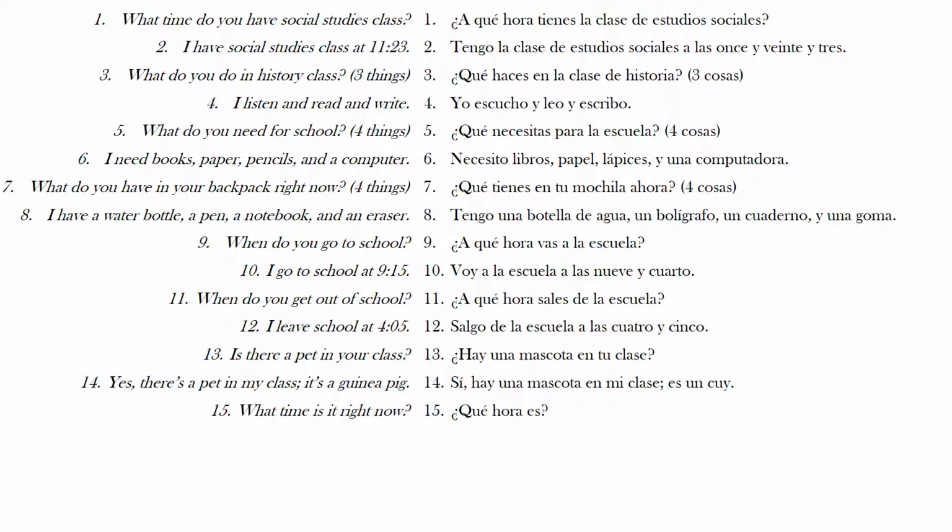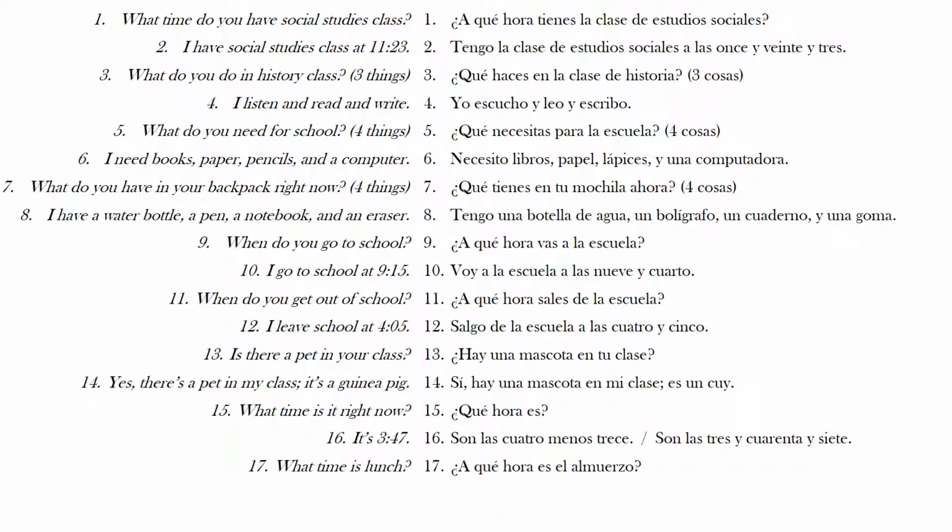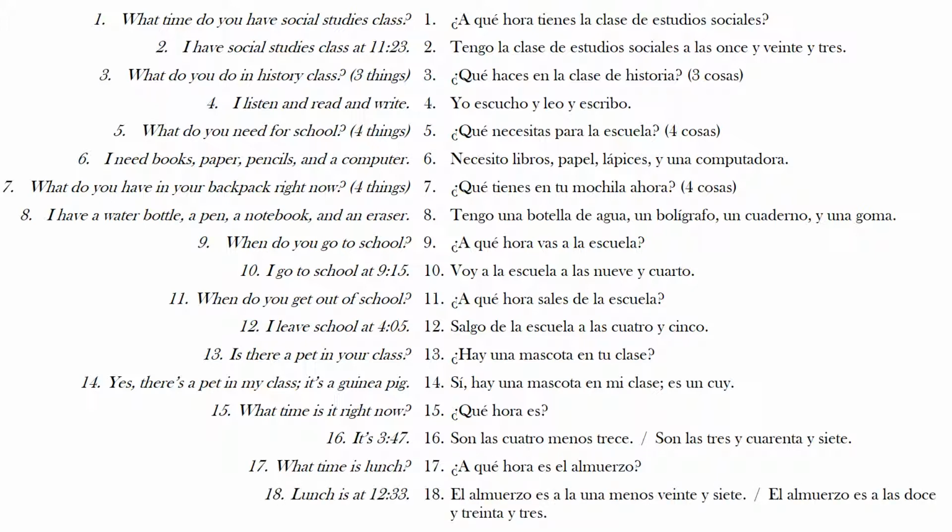What time is it right now? ¿Qué hora es? It's 3:47. Son las 4 menos 13 is the best way to say it. You could say son las 3:47. Too much. What time is lunch? ¿A qué hora es el almuerzo? Lunch is at 12:33. El almuerzo es a la 1 menos 27. Or el almuerzo es a las 12:33.